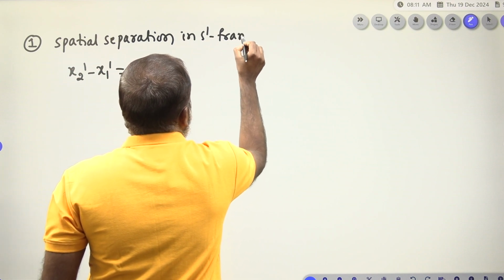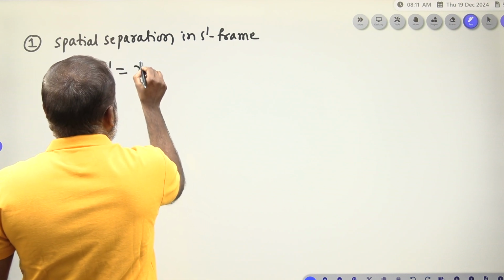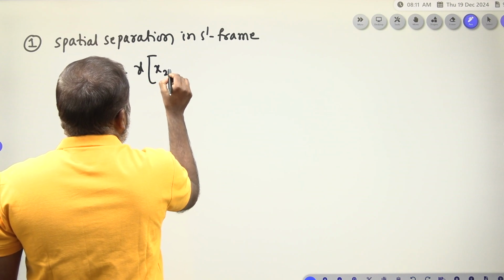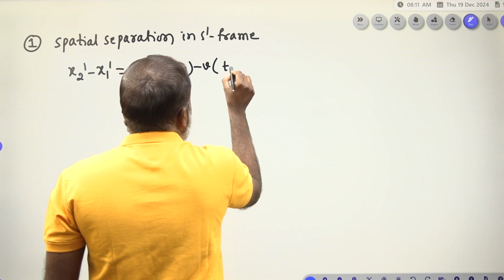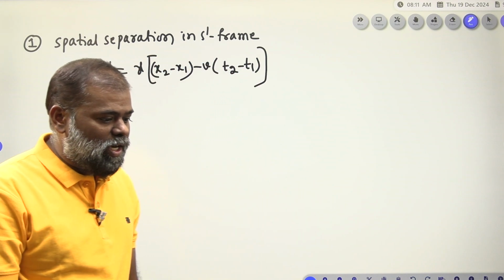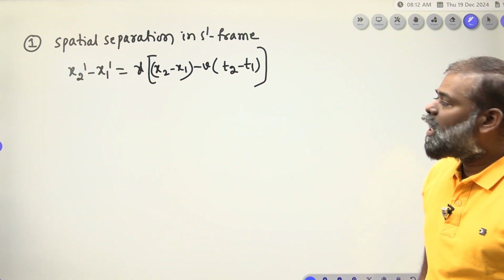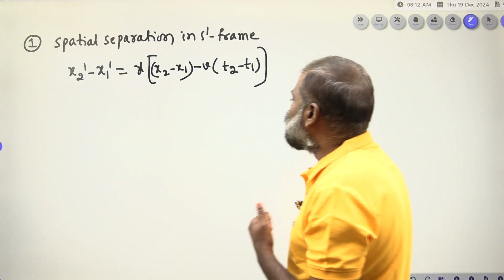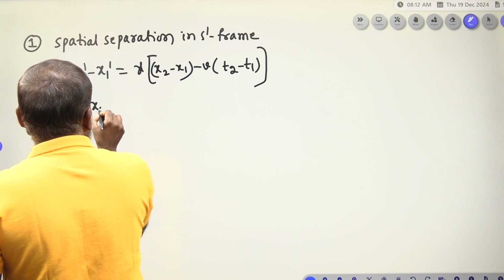Spatial separation in S dash frame. x dash is equal to gamma into x minus Vt, that is, x2 minus x1 minus V into T2 minus T1. All the values are there. You have to substitute. What is the spatial separation? x dash is equal to gamma into x2 minus x1 minus V into T2 minus T1. So, x2 minus x1 only they want to calculate.